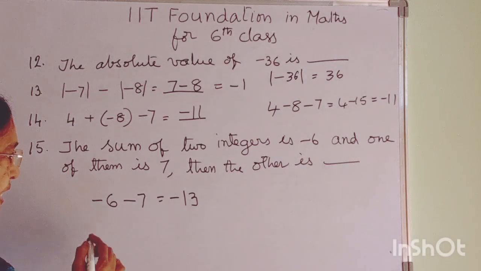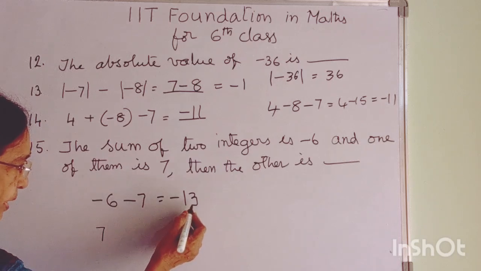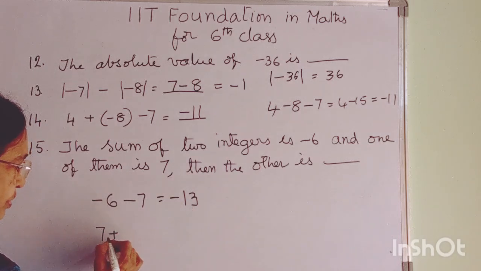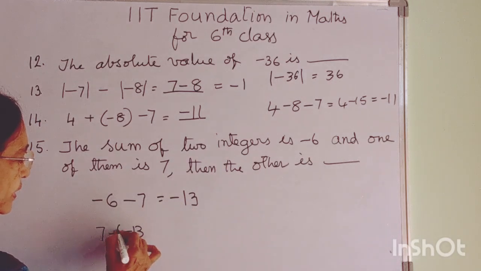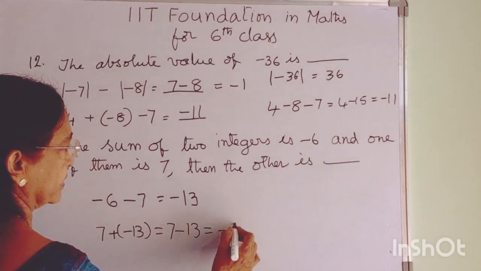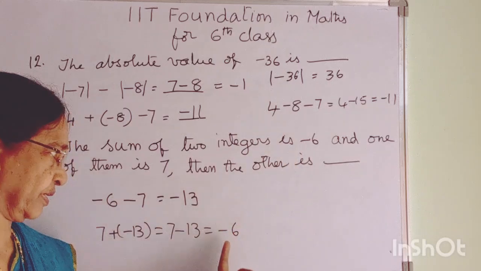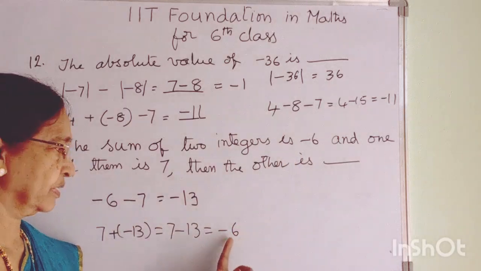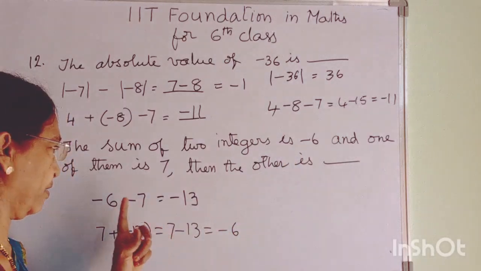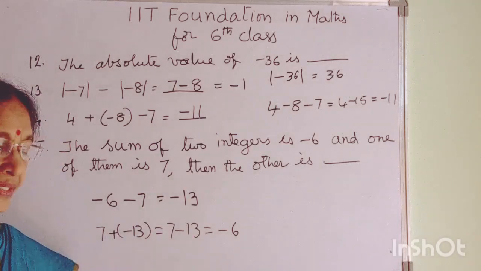Let us verify. One number is 7 and the other number is minus 13. So 7 plus minus 13 is equal to 7 minus 13, which is equal to minus 6. Therefore the sum of the two integers is minus 6. So our answer is correct. The other number is minus 13.